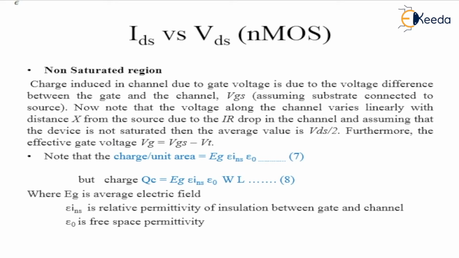So the first one is VGS should be greater than VT. What does VGS greater than VT imply? To exist a channel between source and drain, the VGS should be greater than VT is the first point. The second one is VDS should be less than VGS minus VT. So two voltages applied: one is VGS greater than VT, the next one is VDS less than VGS minus VT, that is some finite value.